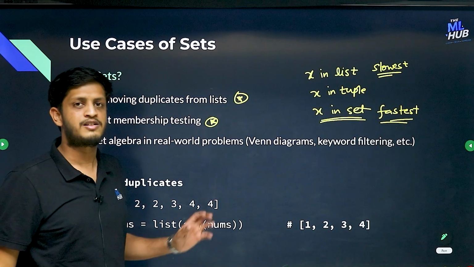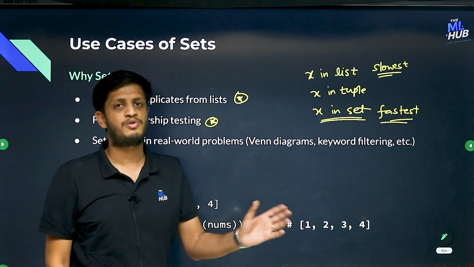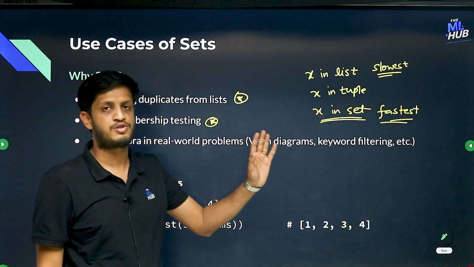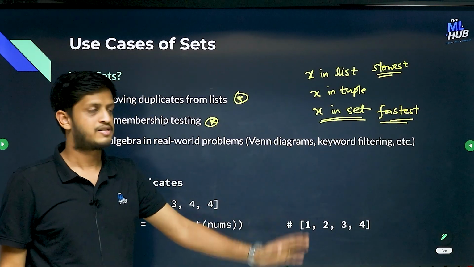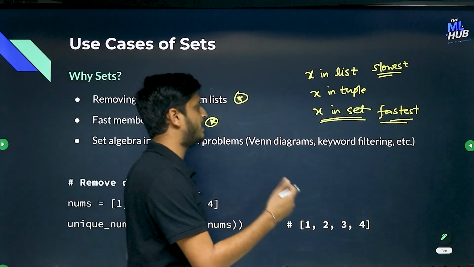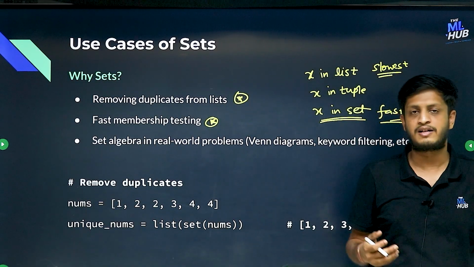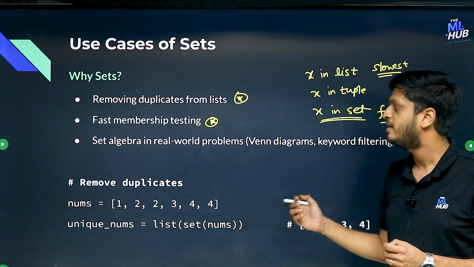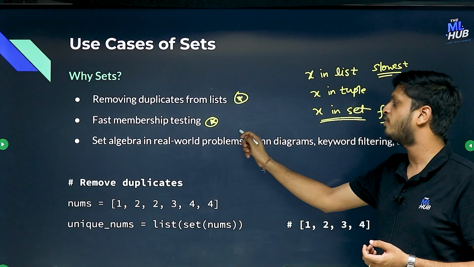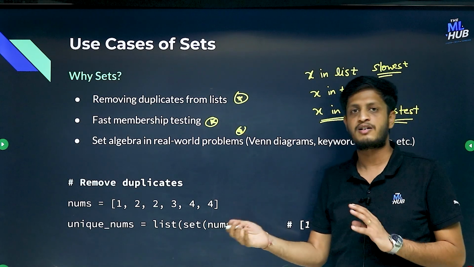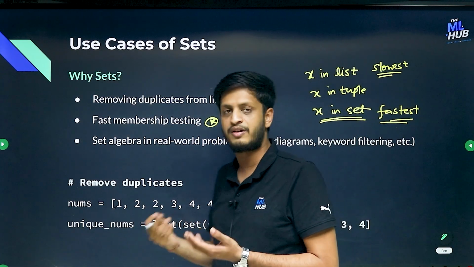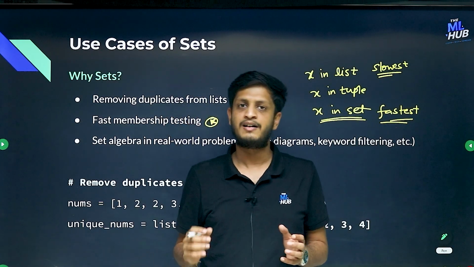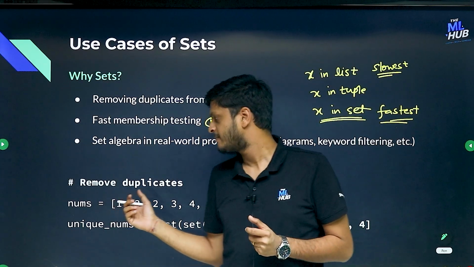List is the slowest, it is mutable and it takes the most amount of time. Memory also it takes the most, but set is fastest. So checking membership in a set is very fast. If you want a data type that is very fast and you want to check a lot of memberships, you can use set. Set algebra in real world problems, if you want Venn diagram kind of things, intersection of two sets and union of two sets, difference, symmetric difference, things like that, then you use sets.